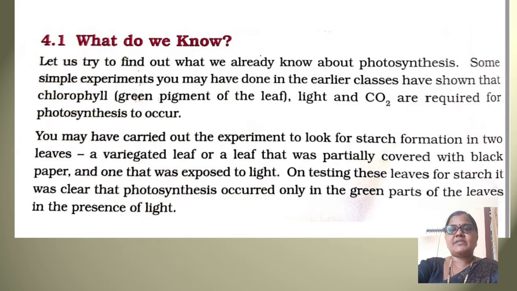To prove this, I will share some simple experiments. For this, I have taken two leaves. The first one is a variegated leaf, or a leaf that was partially covered with black paper. Among these two leaves, one leaf I exposed to light. On testing these leaves for starch, it was clear that photosynthesis occurs only in green parts of the leaves in presence of light. So we prove that photosynthesis occurs only in green parts of leaves in presence of light.